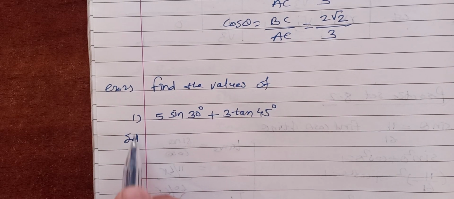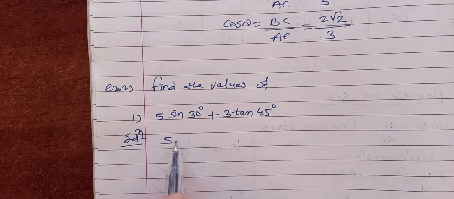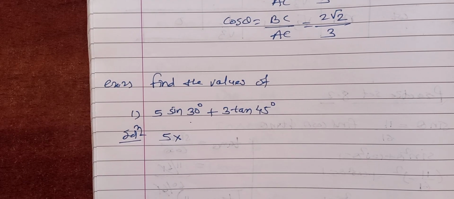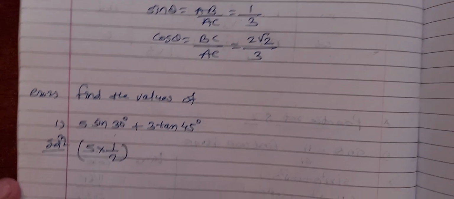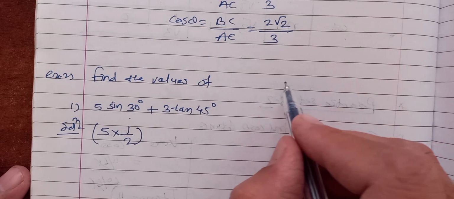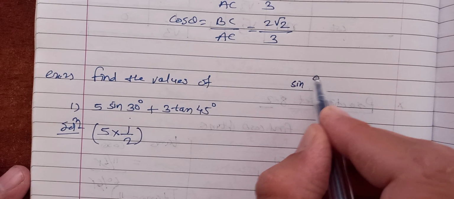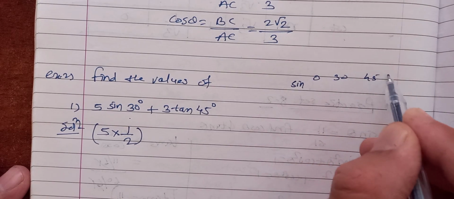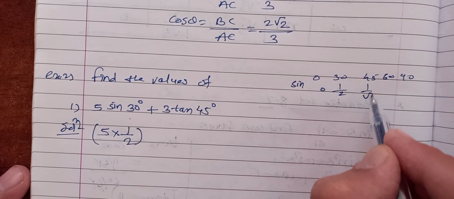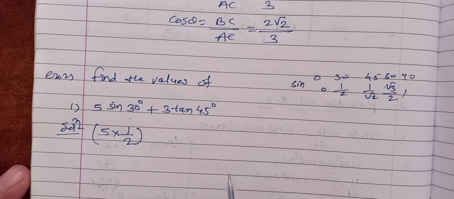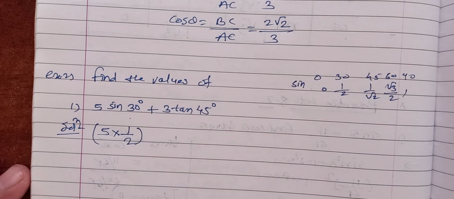Okay, so how to find this one? See here, 5 multiplied by sin 30. What is the sin 30 value? Sin 30 we already found here. See, sin 30 is 1 upon 2. Okay, so easily you can prepare that table and then you can solve this example. Suppose the sin values you know, sin 0, 30, 45, 60, 90: here 0, 1 upon 2, 1 upon root 2, root 3 upon 2 and 1. If you remember these values, all the remaining you can find.